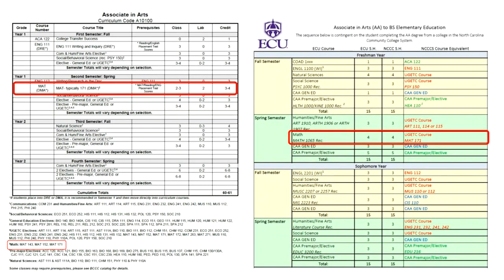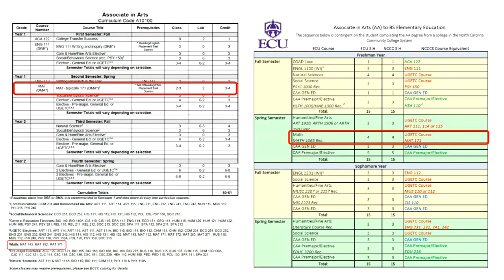So they do, in fact, recommend, you see that REC, they recommend Math 171. So when I'm choosing my math, I would most definitely choose Math 171 because it would count for my associate degree at Beaufort and my bachelor's degree at ECU. So I'm able to, quote unquote, kill two birds with one stone and save a lot of money.